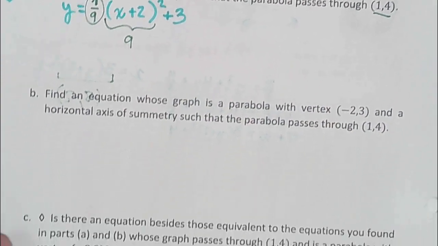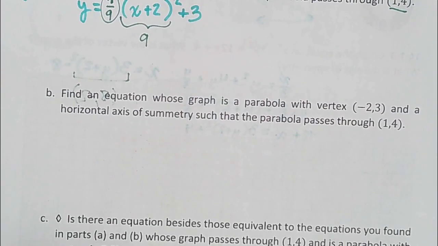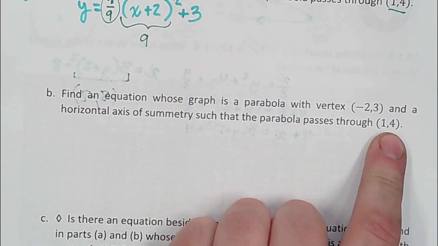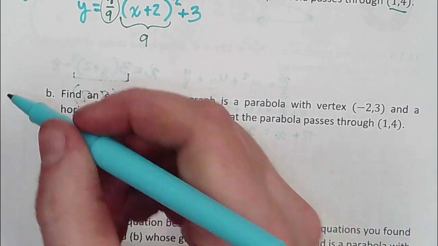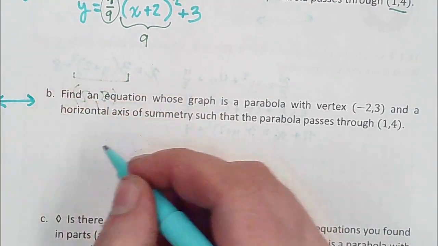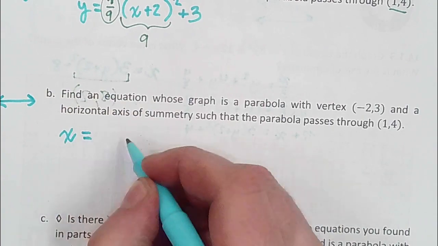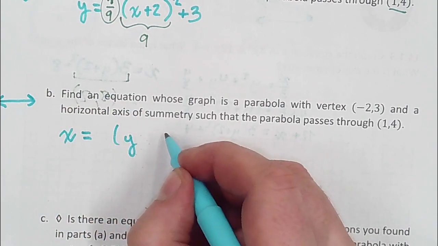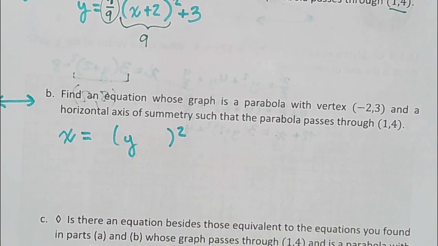Now for this next one, it's very similar. We have an equation whose graph goes through this vertex and goes through this point. However, it's a horizontal axis of symmetry. So it's going to move left to right. So that means it's going to be an x equals. So we're going to have y squared here for our completed square.